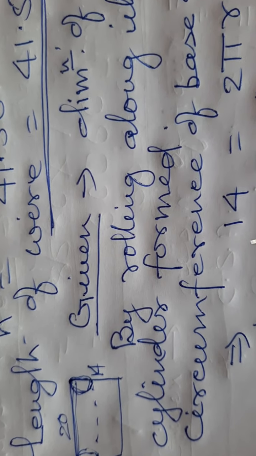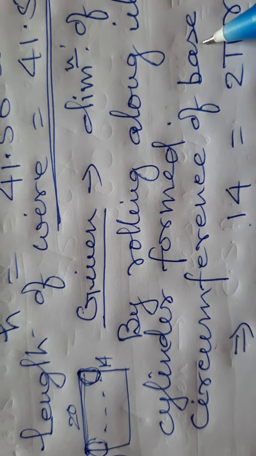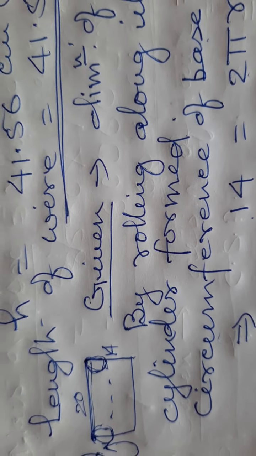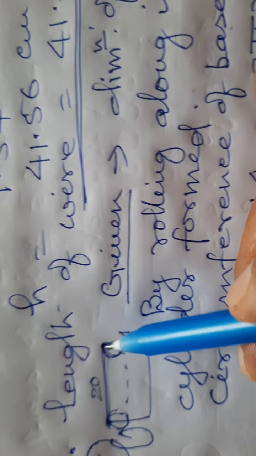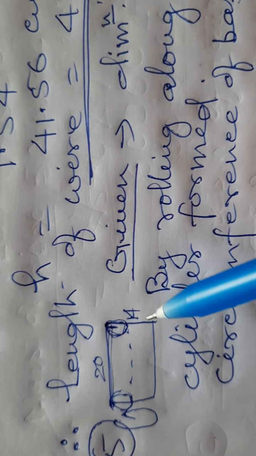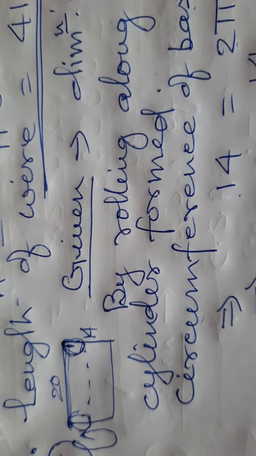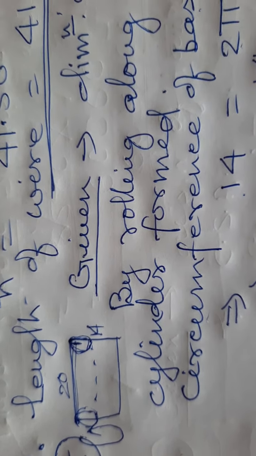Breadth of paper sheet 14 is equal to circumference 2 pi r. So r is equal to 14 by 2 pi. The radius of the base of the pipe is 14 by 2 pi centimeter. The height of the cylinder is equal to the length.